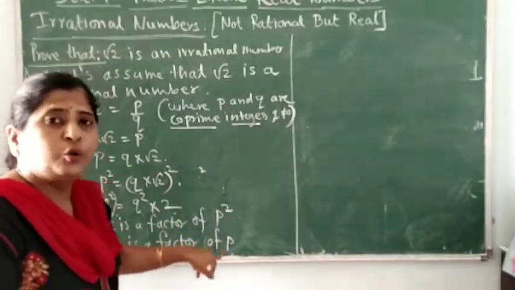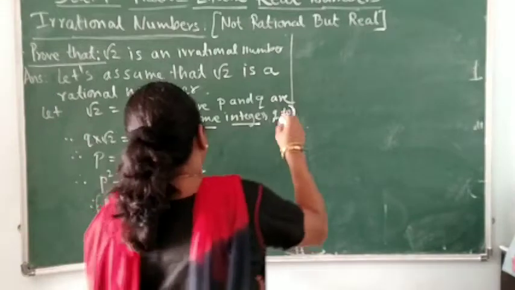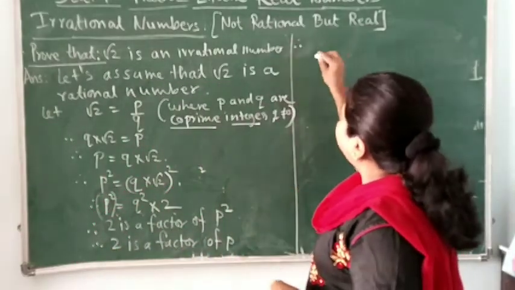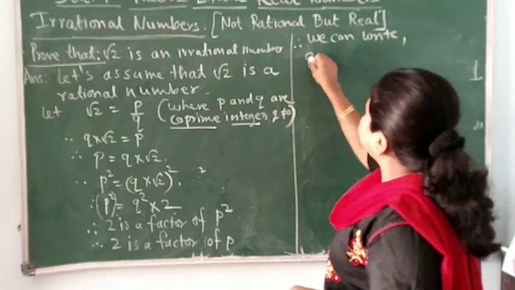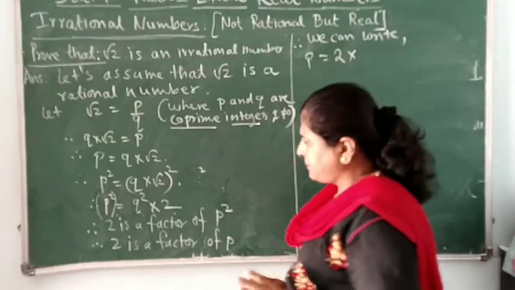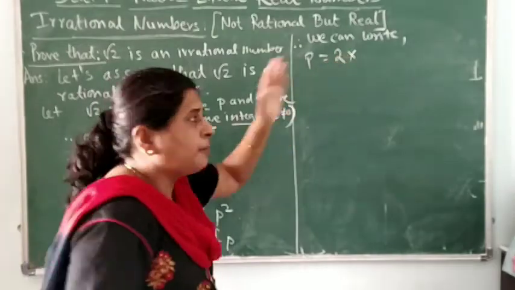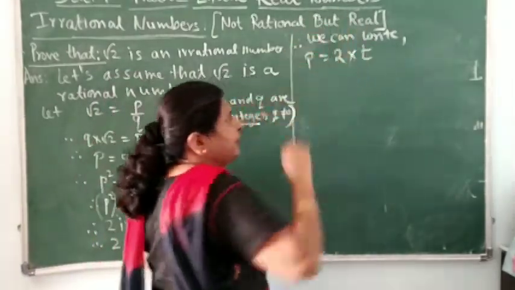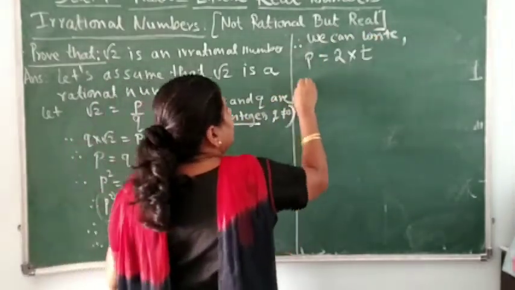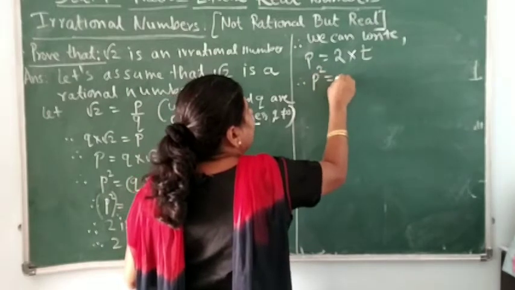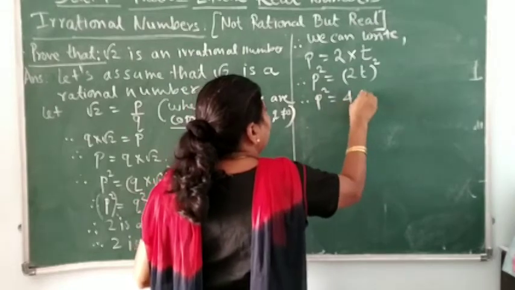Like that, we will try to prove that 2 is a factor of q also. How to prove? Let's see. Now if 2 is a factor of p, therefore we can write p is equal to 2 times a certain number. That certain number we can assume as a variable t. So let's take p is equal to 2t. Therefore, if we square both sides, we will get p square is equal to 2t square, and therefore p square is equal to 4t square.